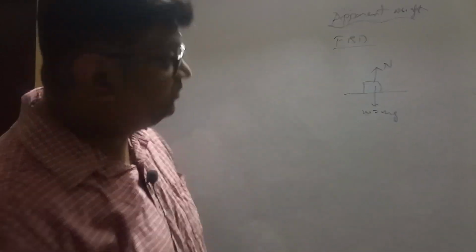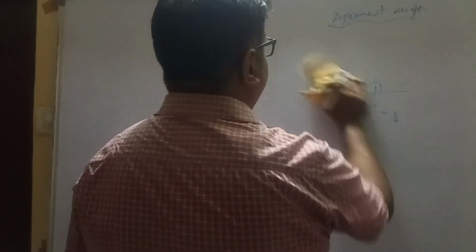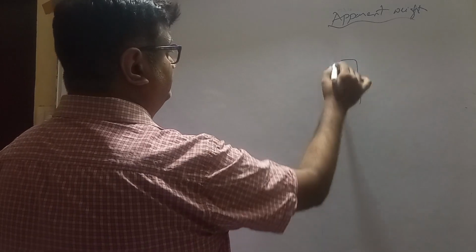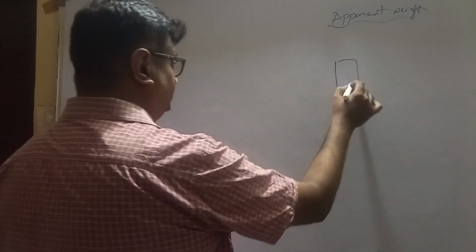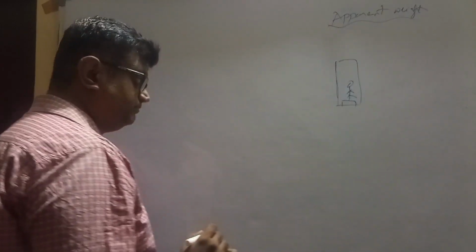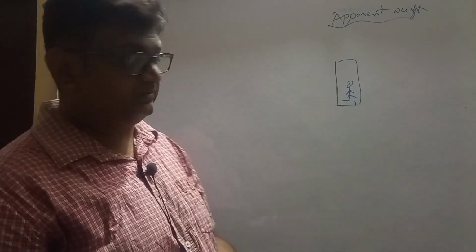So we are going to study about apparent weight. What is the concept of apparent weight? See, apparent weight is like this. Suppose there is a lift, and there is a weighing machine on the lift. There is a person who is standing on the weighing machine. So we are interested in knowing what is the reading that will be shown in the weighing machine.